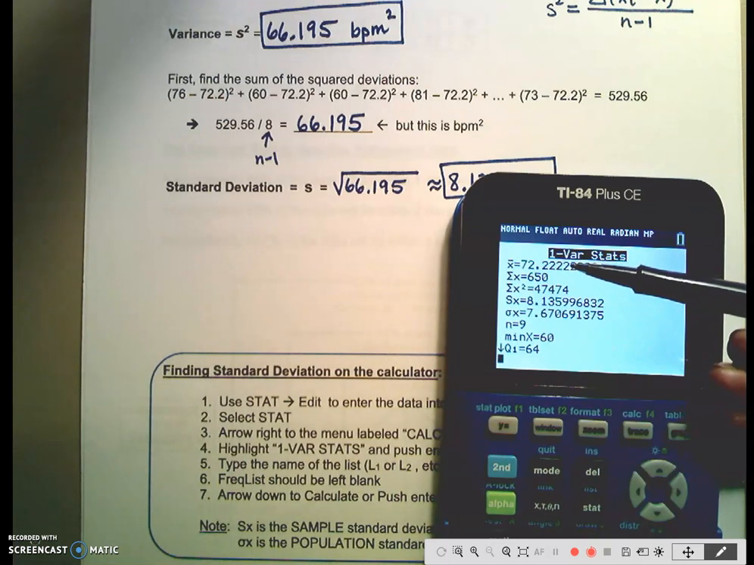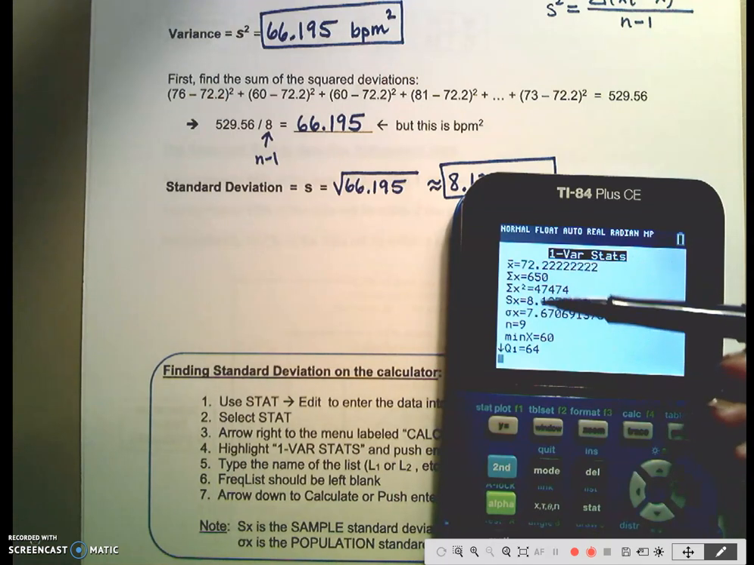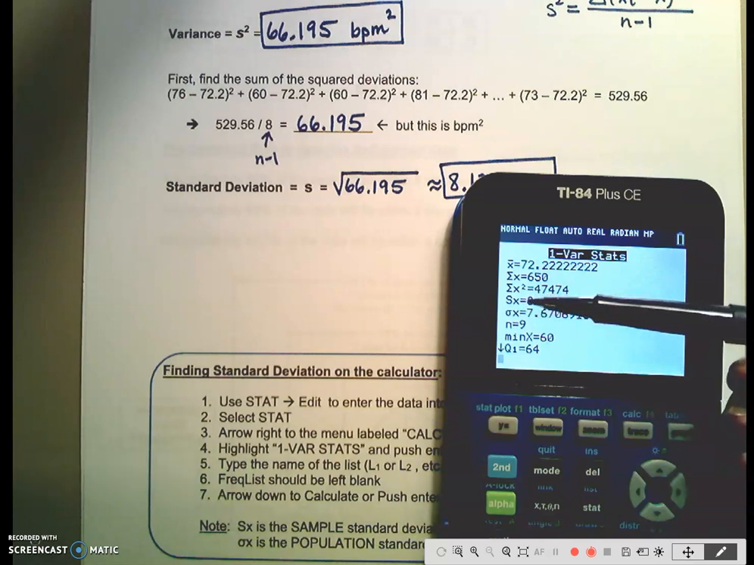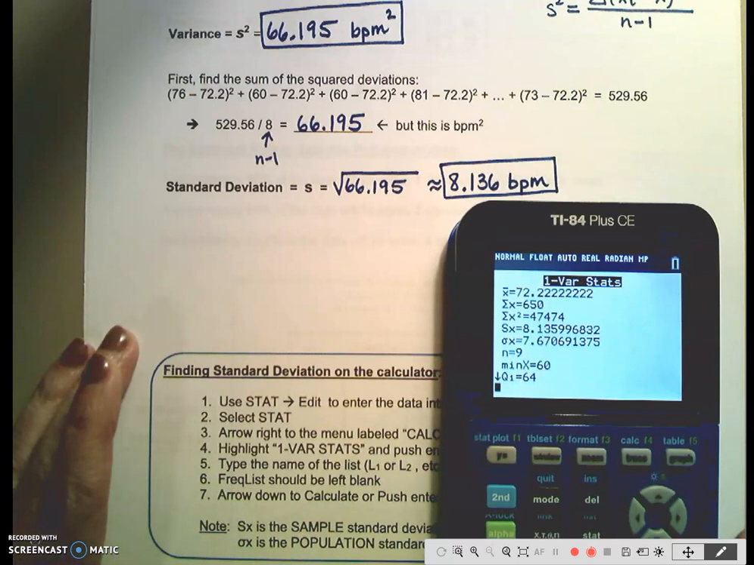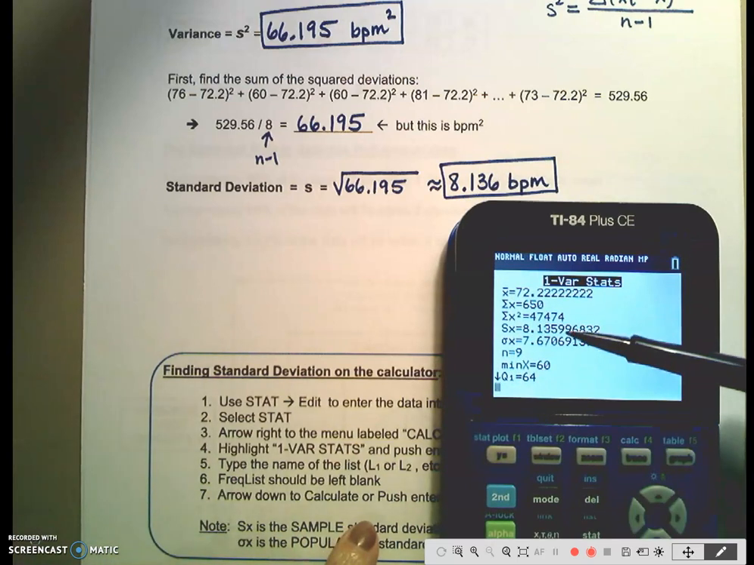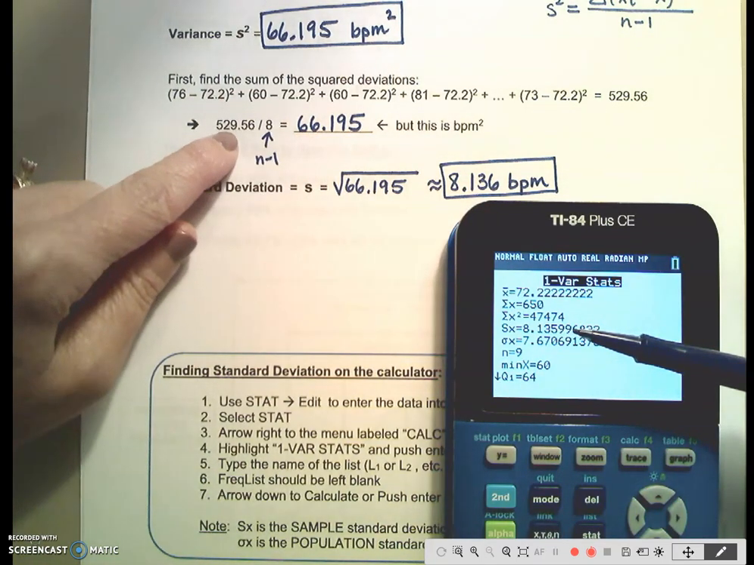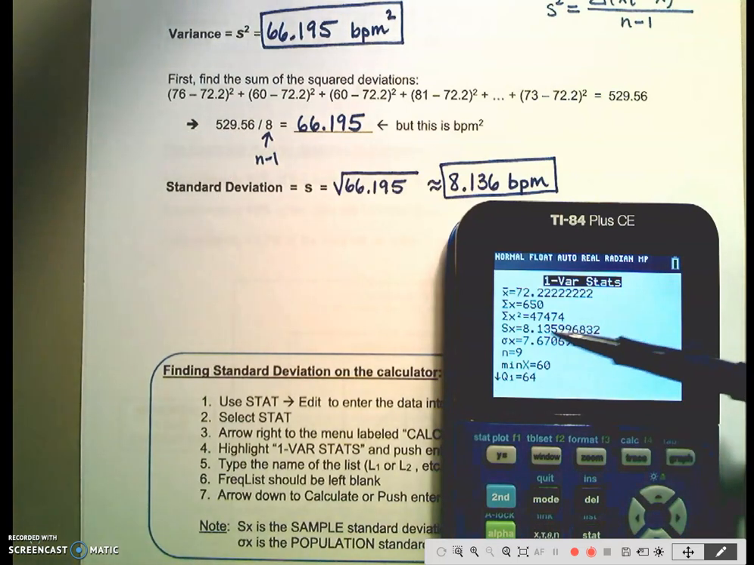We knew that from before. And right in here, you see SX and sigma x. So you might say, well, why are there two different ones? S is sample, and I have it down here on the bottom of the page. SX is sample standard deviation. And do you see that it's almost exactly like what we got? Now, why is it off a little bit? From round-off error because of this right here, and because of my 529.56, just a little bit of round-off error.